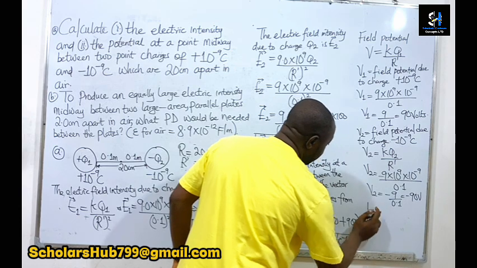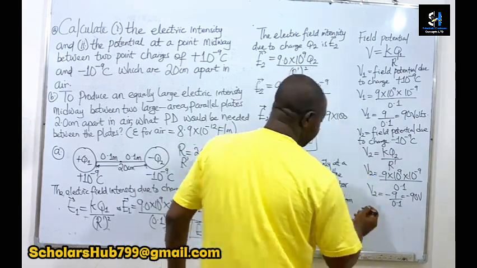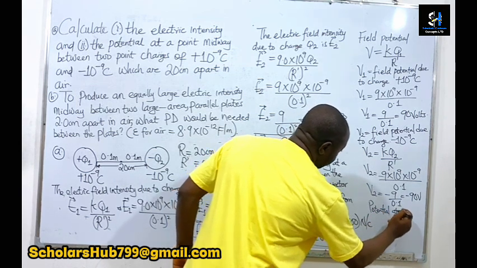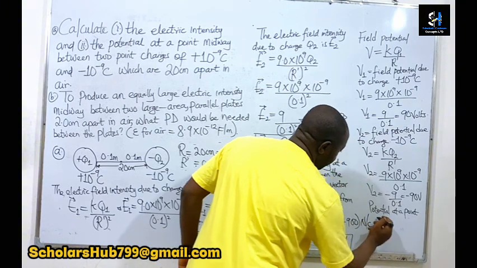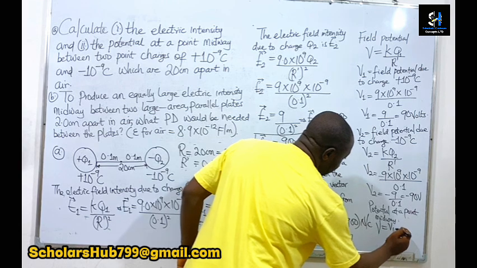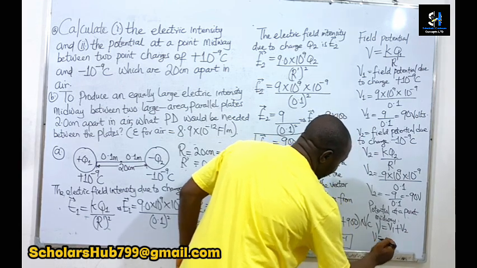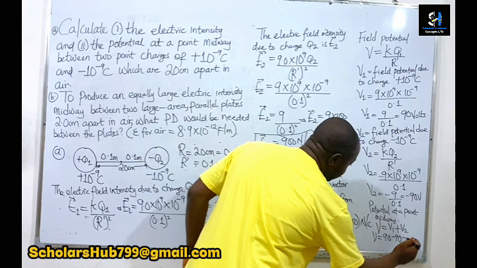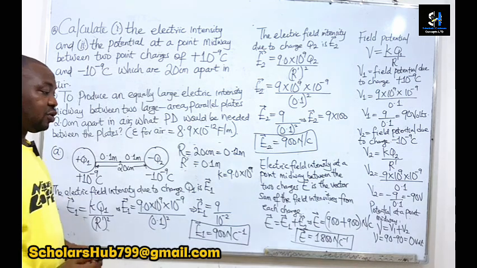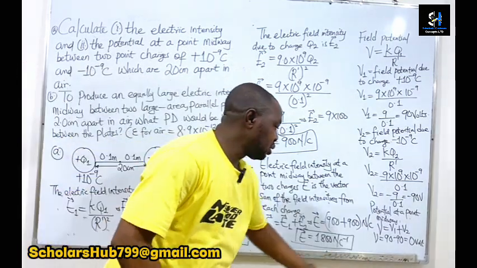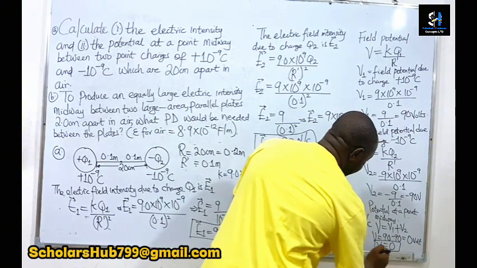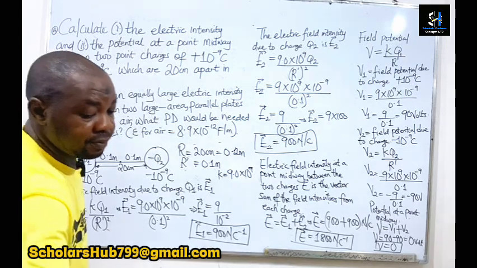So that's the potential at a point midway. The potential at a point midway will be V equals V1 plus V2, and that will be 90 minus 90. So this will be 0 volts. So the value of V will be 0. All right.